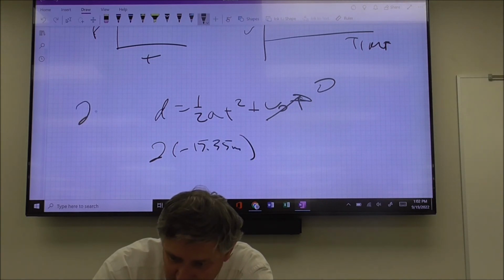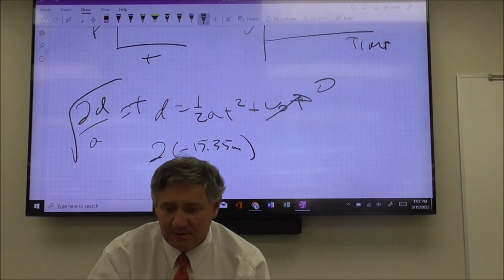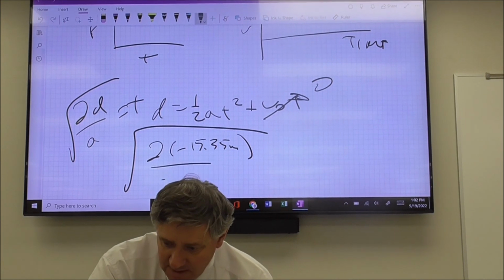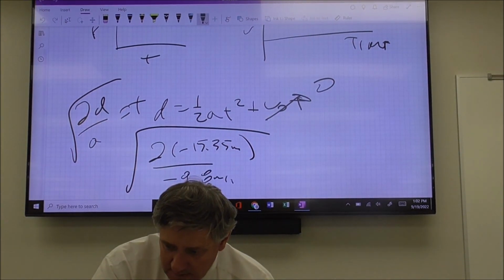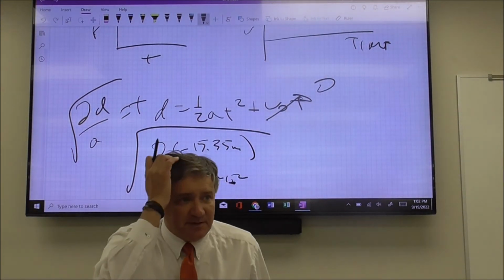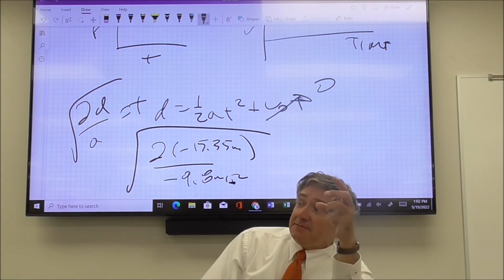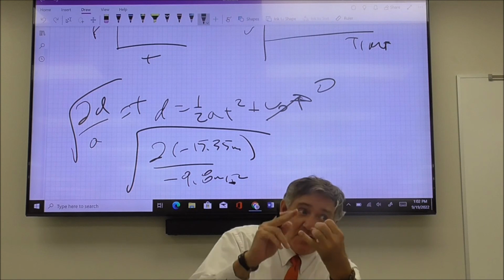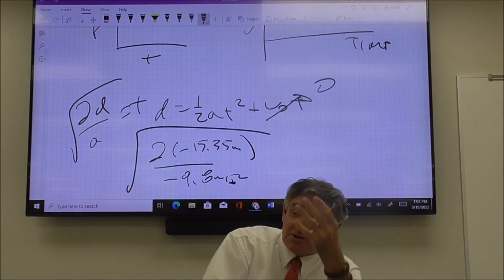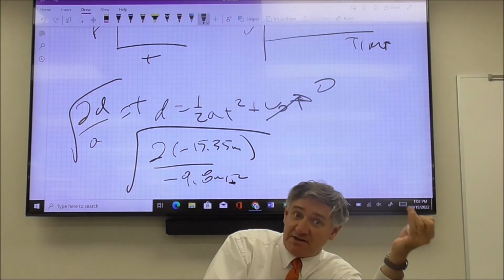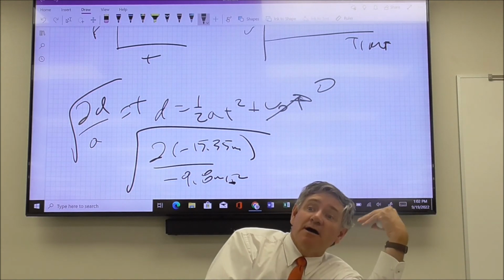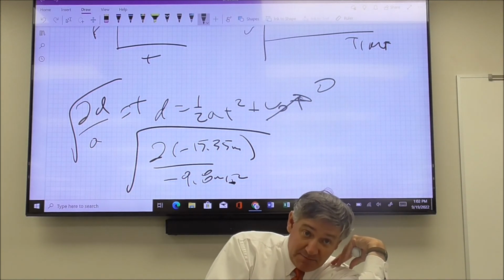Okay, so I can solve this and go 2D over A. The square root of that is going to equal time. So I would have done this, mainly because of how Jack did it, and it works. But the problem is that he used a height, and the height was used to find the velocity. So if either of those two previous calculations were wrong, that calculation of time now becomes wrong.